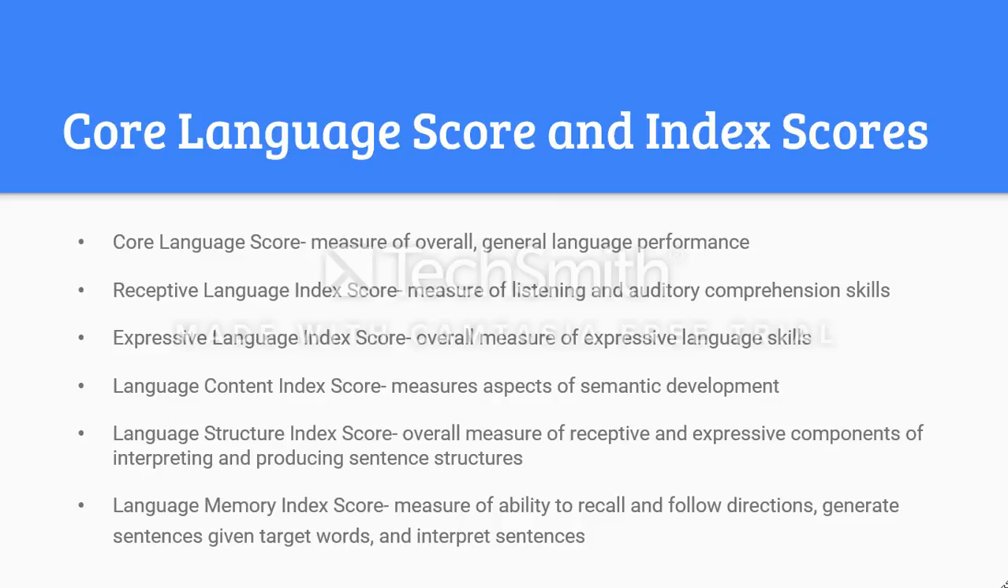The language content index score measures aspects of the child's semantic development. The language structure index score is the overall measure of receptive and expressive components of interpreting and producing sentence structures. And the last index score is the language memory index score, and it measures the ability to recall information, follow directions, generate sentences, and interpret sentences.